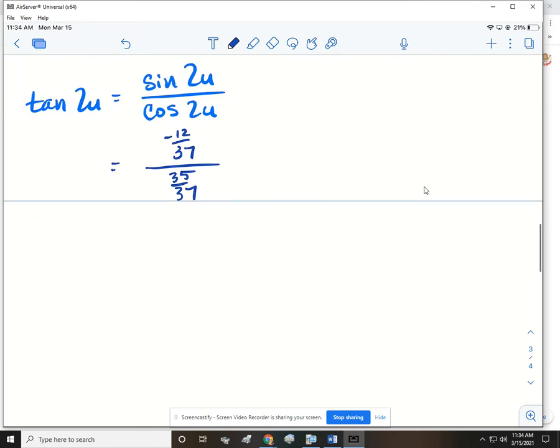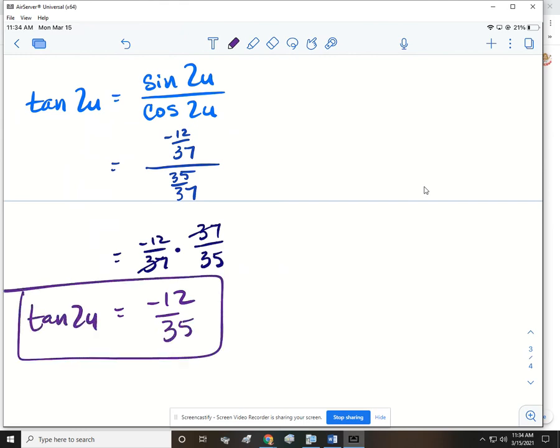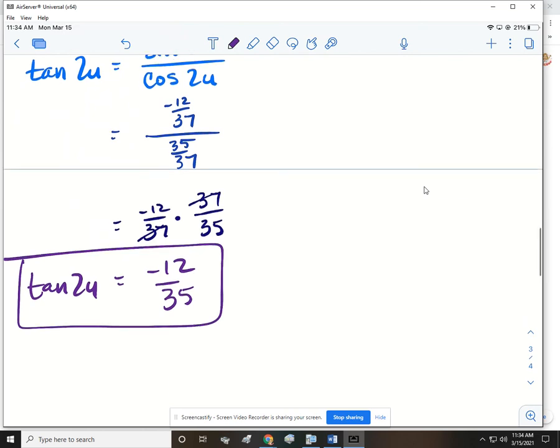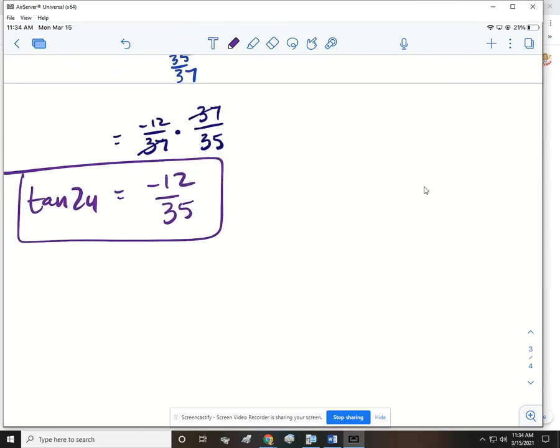Now, depending on how comfortable you are working with fractions, you might be able to just look at that and tell the answer. And that's great. If not, we would take the numerator and we would multiply it by the reciprocal of the denominator. And those 37s would cancel out, and you're just left with negative 12 over 35 is the tangent of 2u. All right.